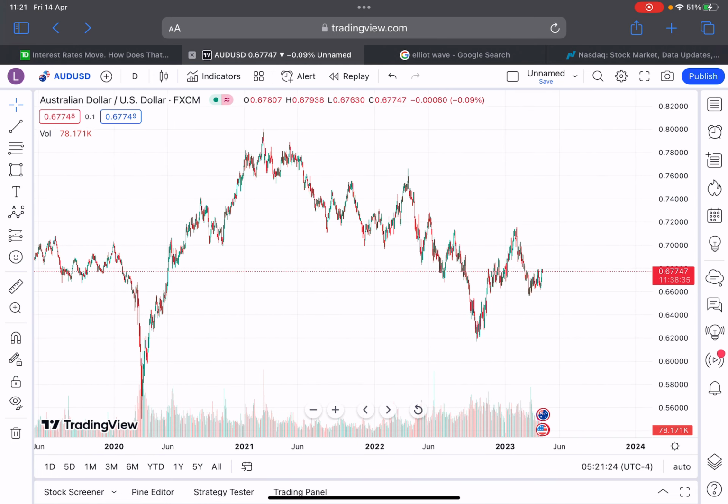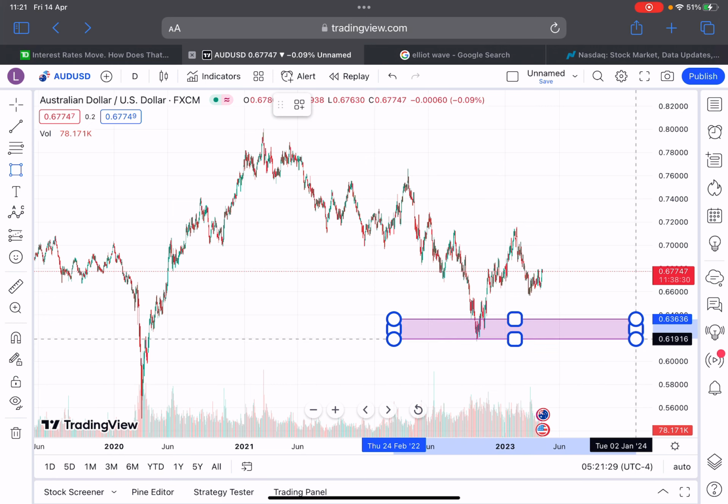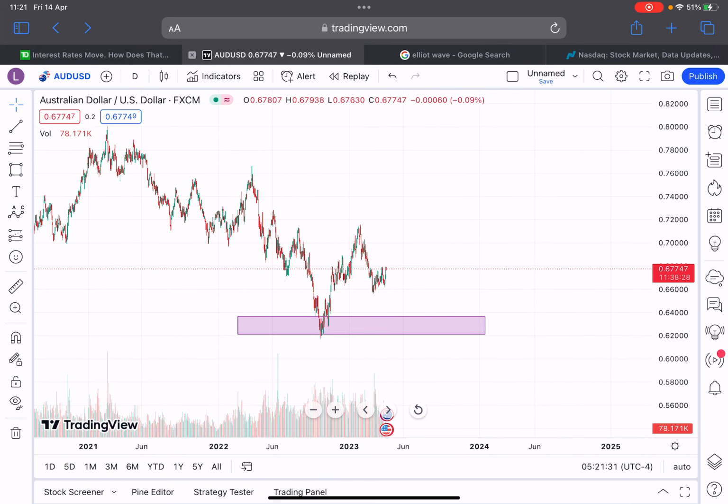So right now I will highlight my support. This is my support right here. So from my current price of the chart, this is where there was a change of direction, where traders were selling, and there was a change of direction from selling to buying. This is your support right here.